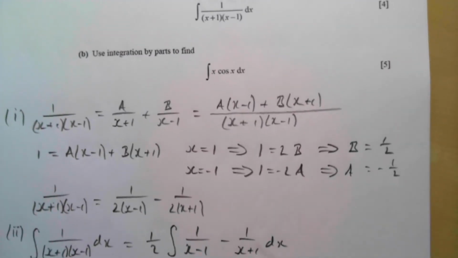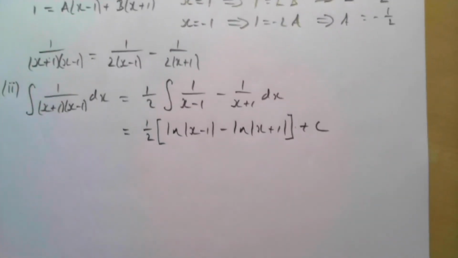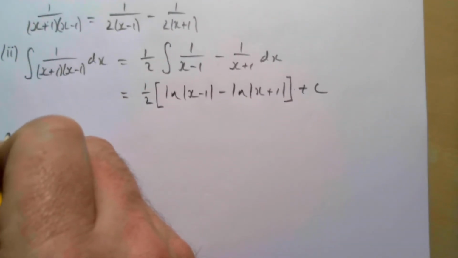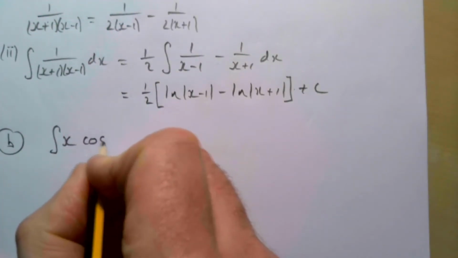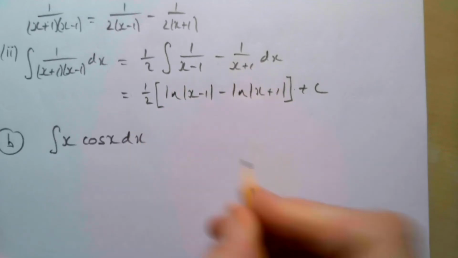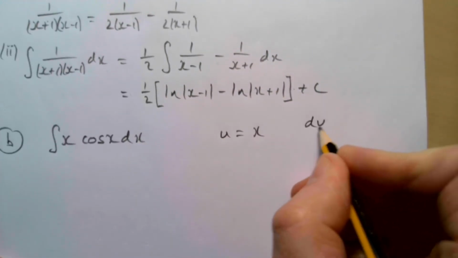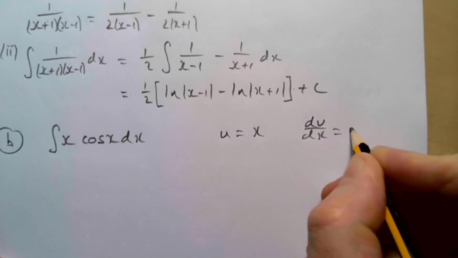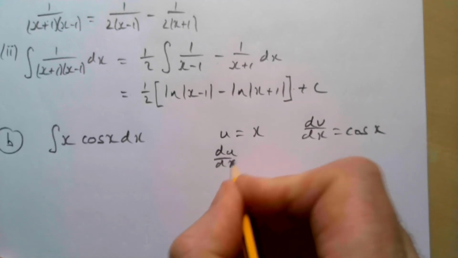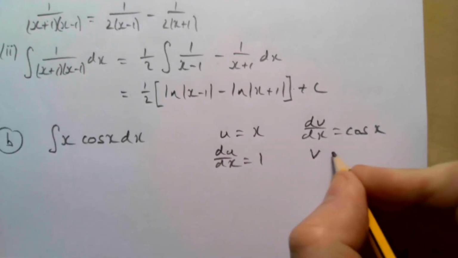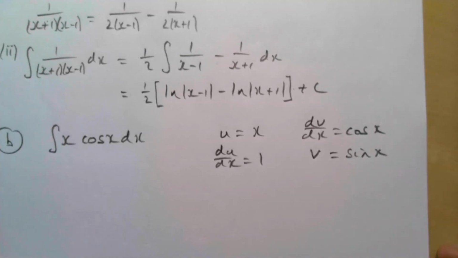It says use integration by parts to integrate x cos x. It's about as basic as it comes really for an integration by parts question, so hopefully we're okay with that. Integral of x cos x dx. I'm going to let u equal x. I'm letting dv/dx equal cos x. du/dx is 1, and v, integrating cos, of course, gives me sin x.